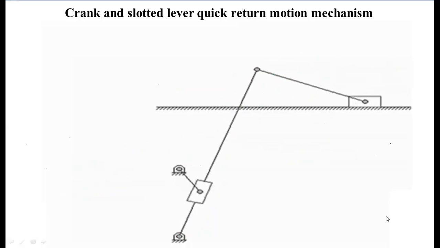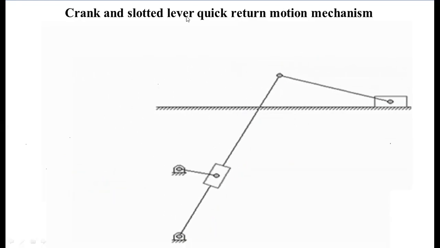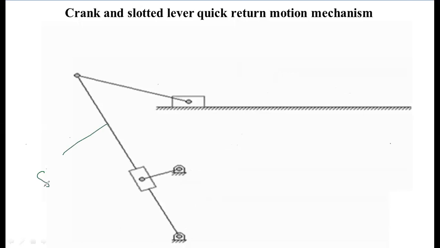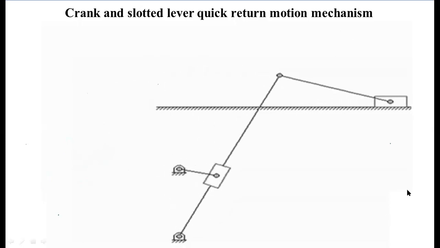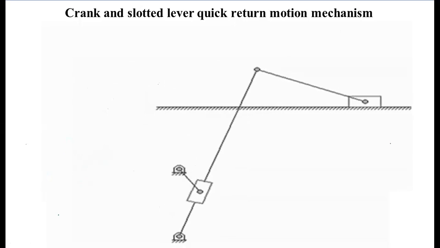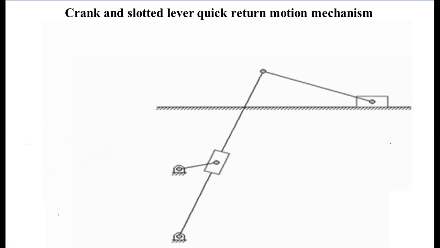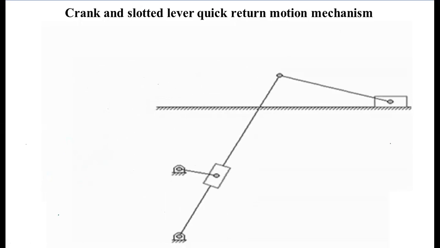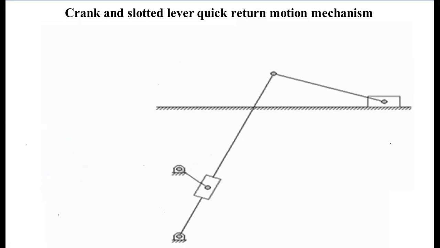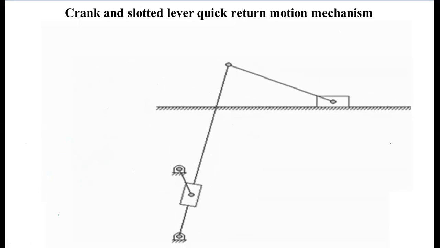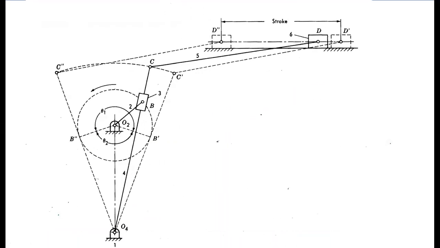You can see here, as the crank rotates, this slotted lever is oscillating, right? So as the slotted lever oscillates, the other lever is also taking oscillating motion, and because of that our slider is moving forward, and its return motion is quick, so it is a quick return motion mechanism. This is used in shaping machines.